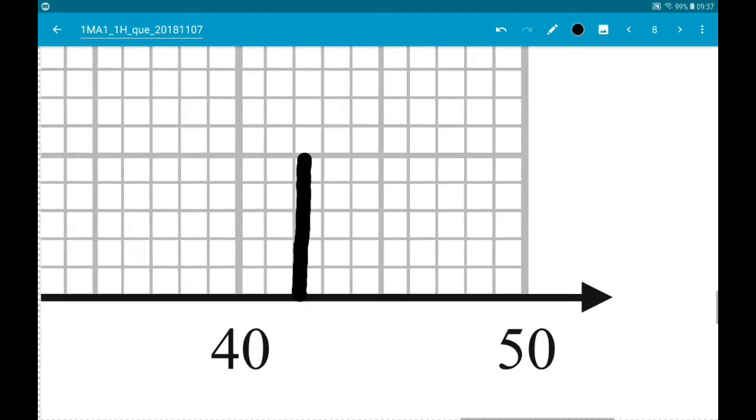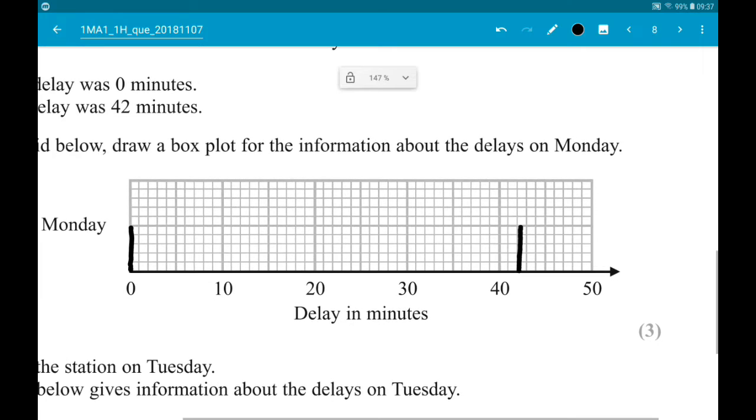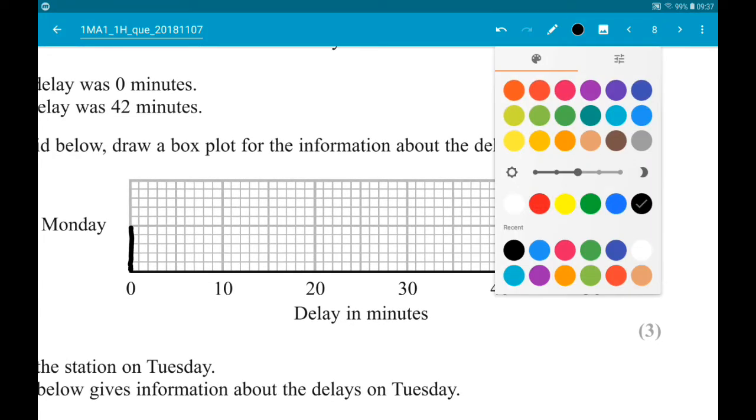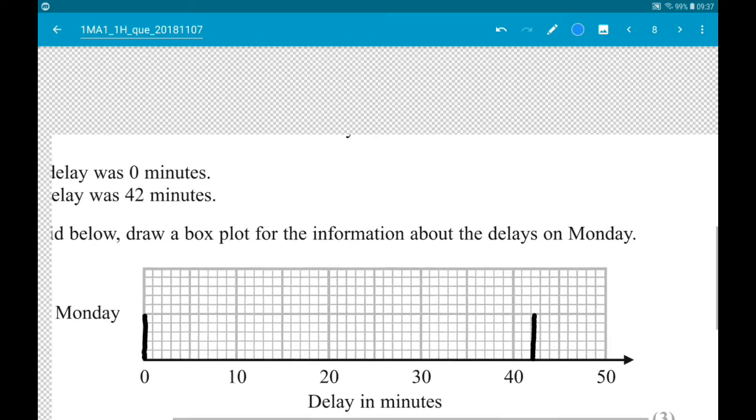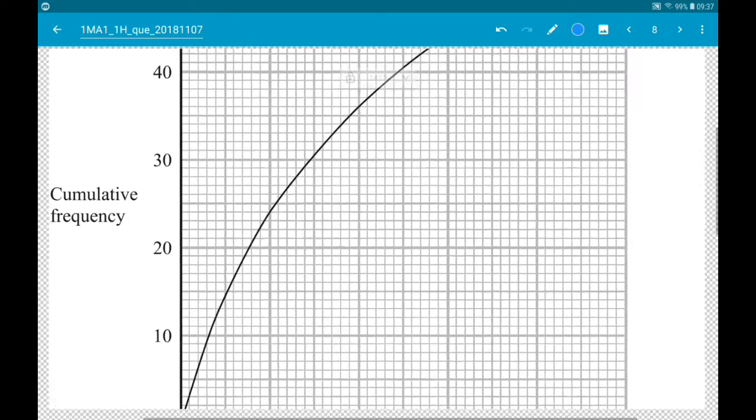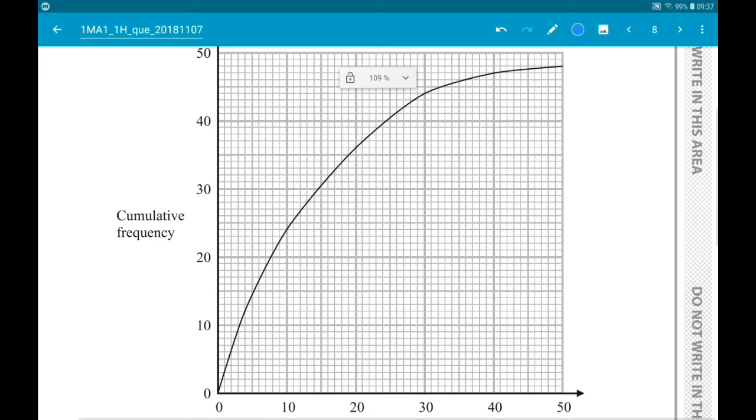So there are the whiskers. Now we just need the median and the quartiles. So the median is the middle value. Now remember there are 48 trains, not 50. So half of 48 is 24.